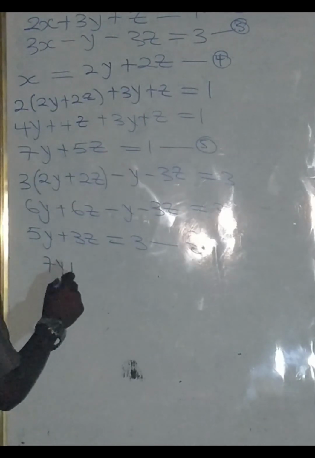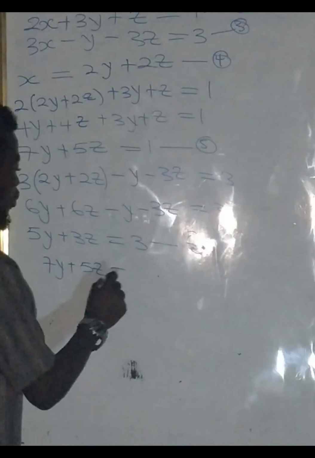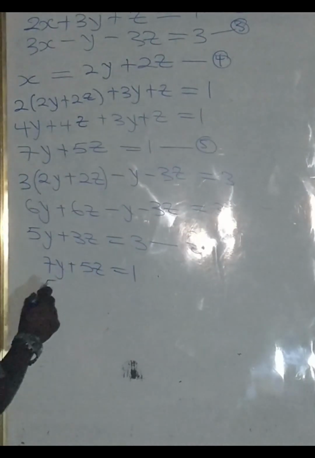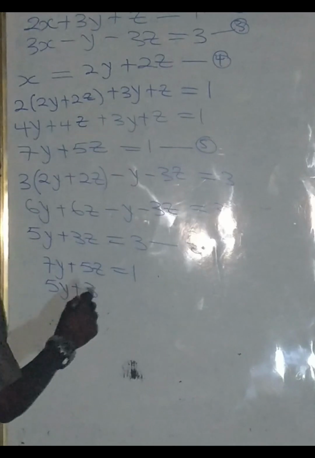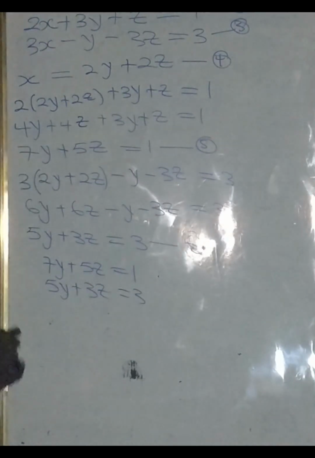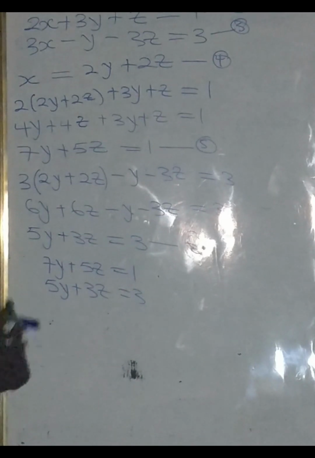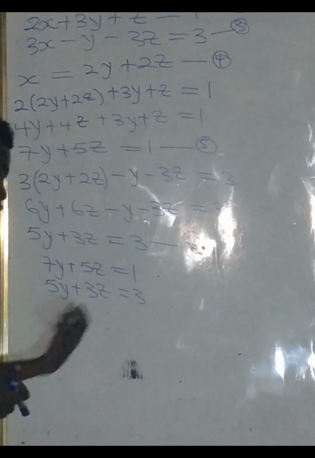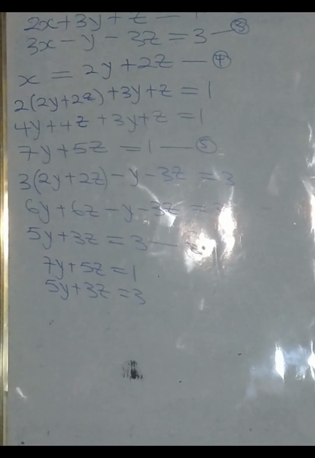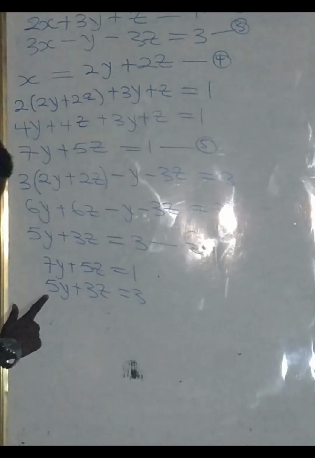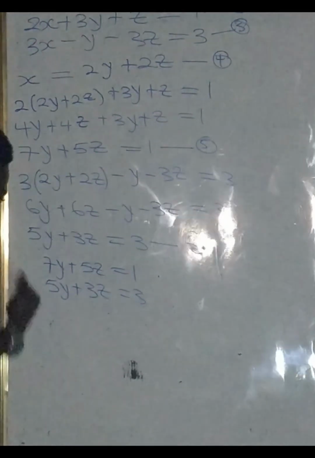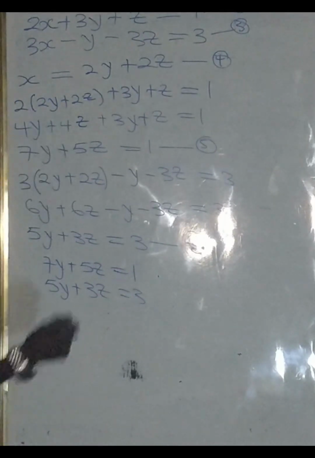You now have 7y plus 5z equal 1, and here we have 5y plus 3z equal 3. Let us use the elimination method here. For that, you must get rid of one of the variables, either y or z. But are these two the same? No. Let's try to make them the same. So how can we obtain that?